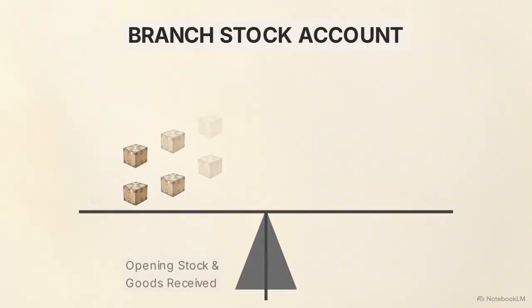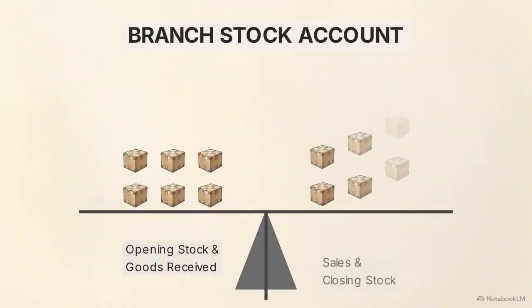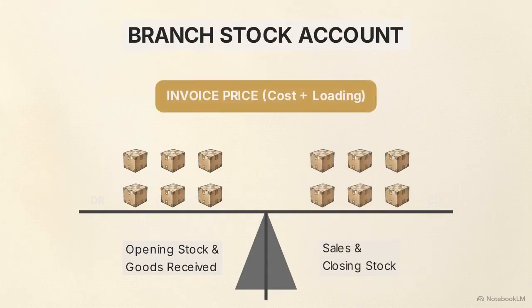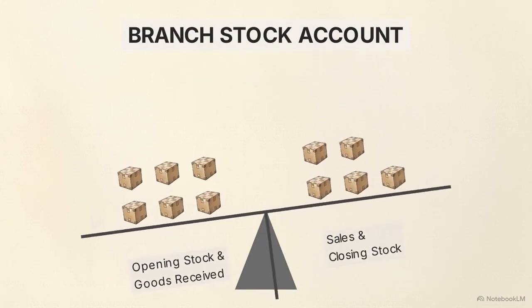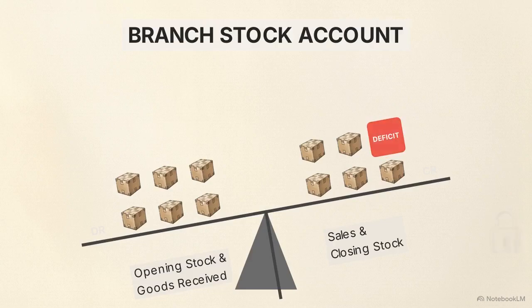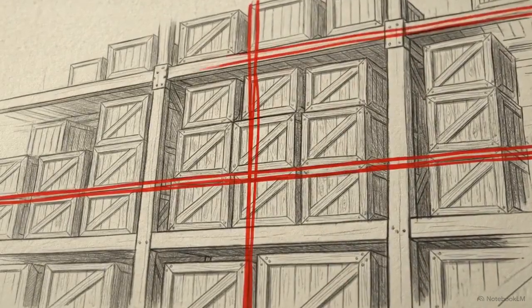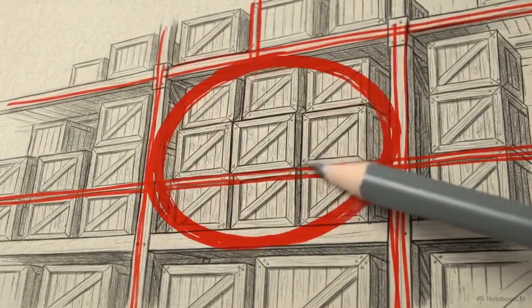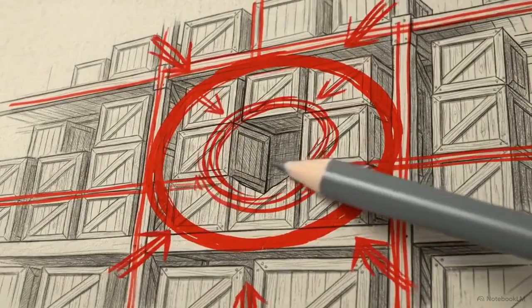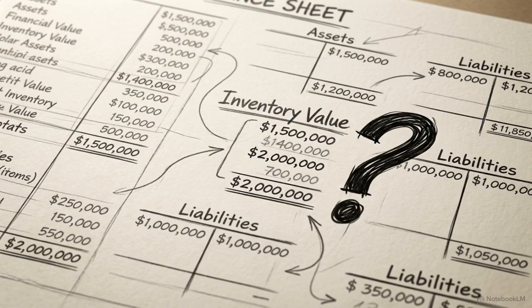By forcing the branch stock account to balance opening stock and goods received against sales and closing stock, all at this inflated retail price, any missing inventory creates an immediate, glaring deficit in the ledger. Invoice pricing forces the branch manager to be strictly accountable for the full retail value of the goods, surgically isolating any pilferage. But this internal security measure creates an immediate accounting paradox.